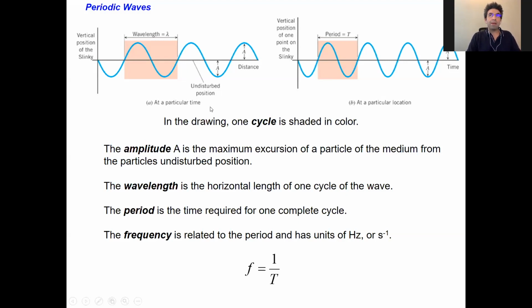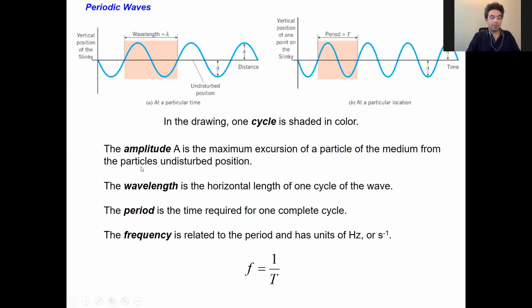If I think back about that string of balls performing that wave, and I freeze it at one point in time and take a picture, that's the figure on the left. So that's at a particular time. And at a particular time, the wave is spread out in front of me in space, so the length of one cycle is called the wavelength. And again, the maximum disturbance away from the equilibrium position is called the amplitude.